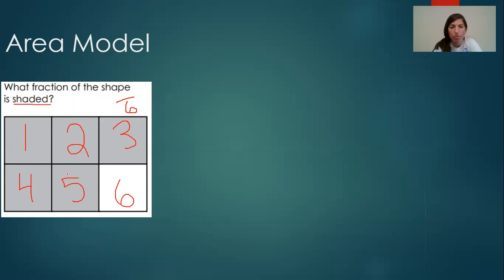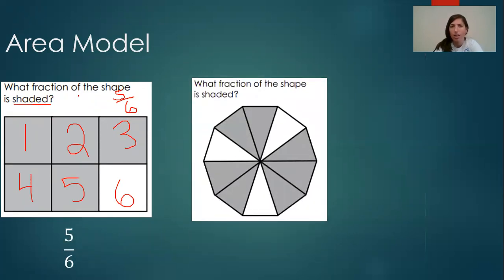1, 2, 3, 4, 5 are shaded. Okay, so 5 out of the 6, I want you to think, how would we say that? It would be 5/6. Okay, 5/6 of this shape is shaded. Okay, let's look at another one.